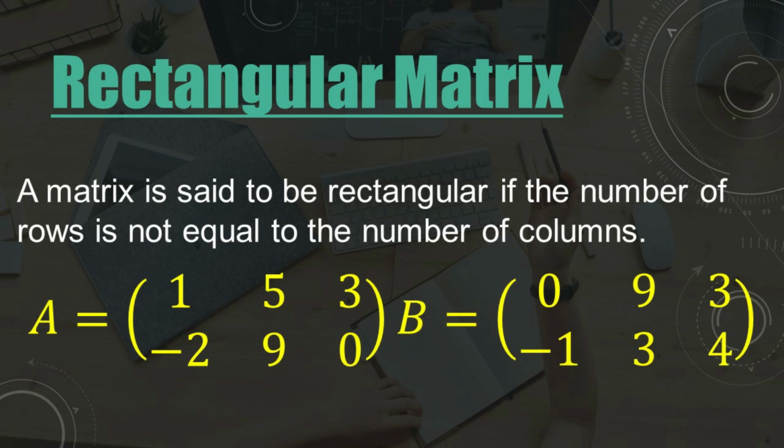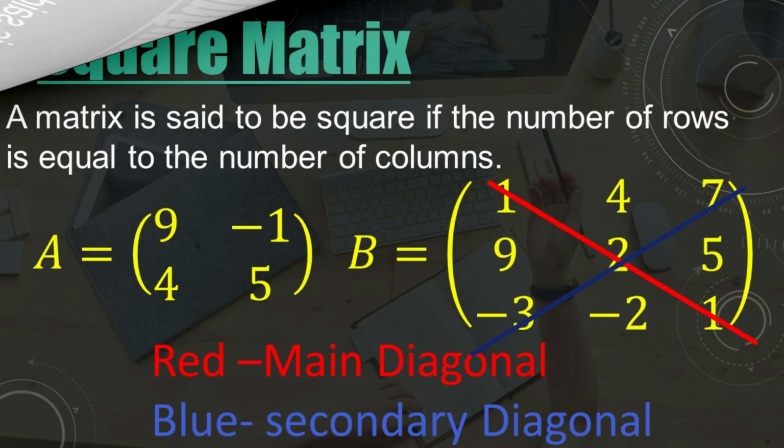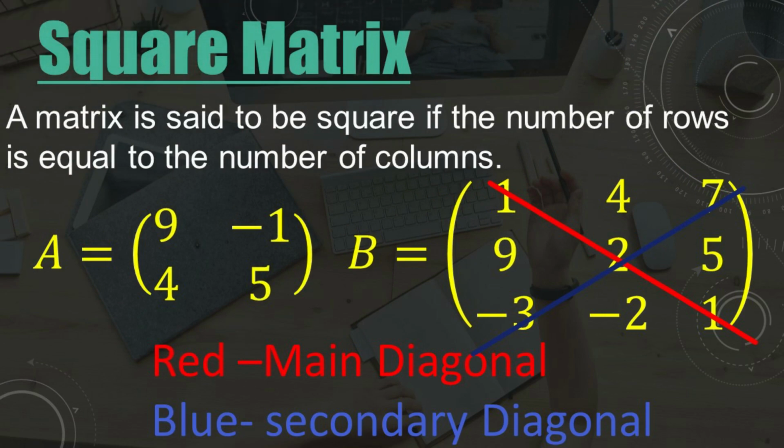The next one is square matrix. So this is very important, right? I know you have learned this in grade 11. A matrix is said to be square if the number of rows is equal to the number of columns. Like capital A equals 9, minus 1, 4, 5. The order is 2 by 2. The B one is 1, 4, 7, 9, 2, 5, minus 3, minus 2, plus 1, which is 3 by 3. Right?